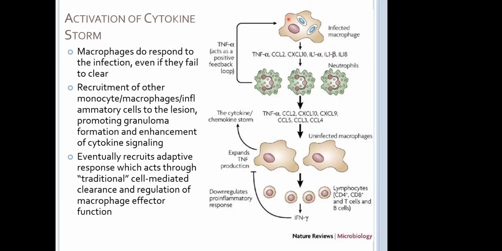But there is this positive feedback loop in TB that's really critical to the formation of disease, where macrophages initially respond, even if they fail to clear. They recruit other macrophages and monocytes, inflammatory cells to the forming granuloma, which then secrete more cytokines and recruit more cells to form the granuloma. And then eventually recruits the traditional adaptive immune response, which will try to clear the infection and drive this classic type 1 intracellular targeted pro-inflammatory response to get the macrophages to kill the bacteria.